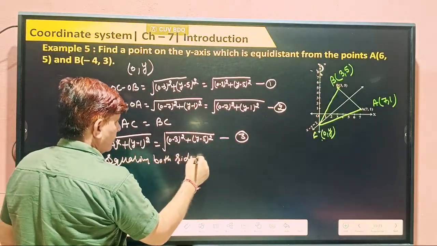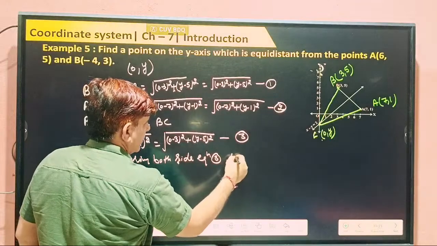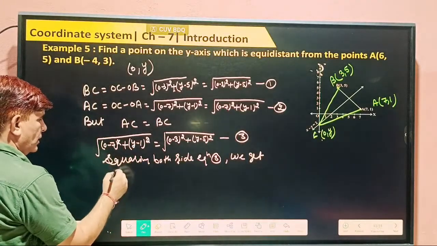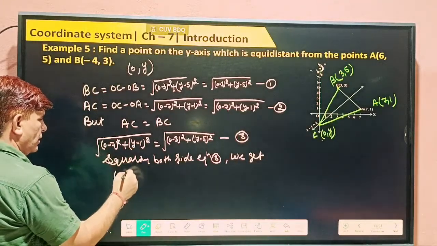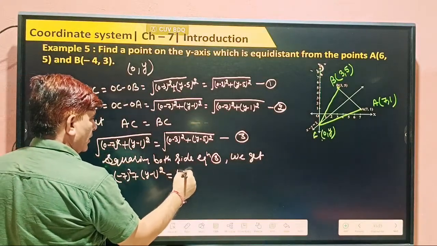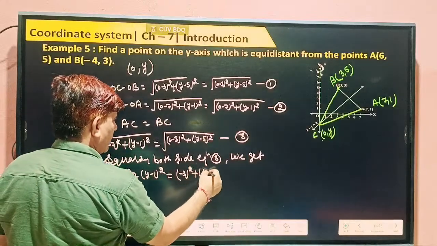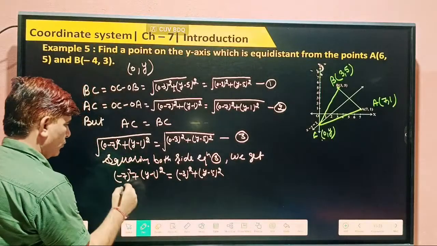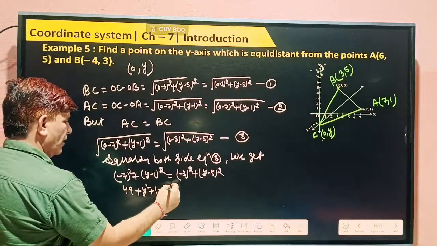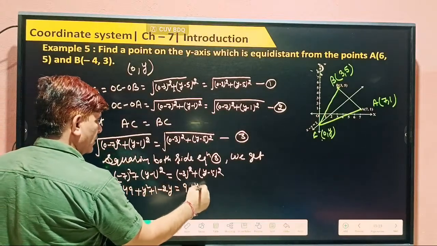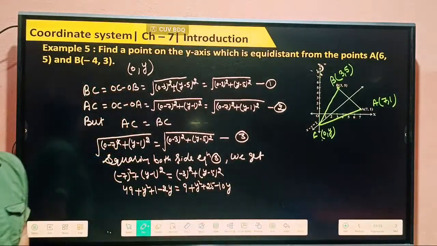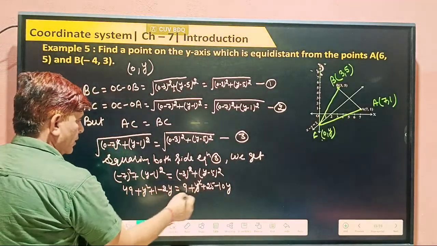Both sides, equation 3. What do we get? Minus 7 whole square plus y minus 1 whole square is equal to minus 3 whole square plus y minus 5 whole square. So 49 plus y square plus 1 minus 2y is equal to 9 plus y square plus 25 minus 10y. Got this? This cancels this.